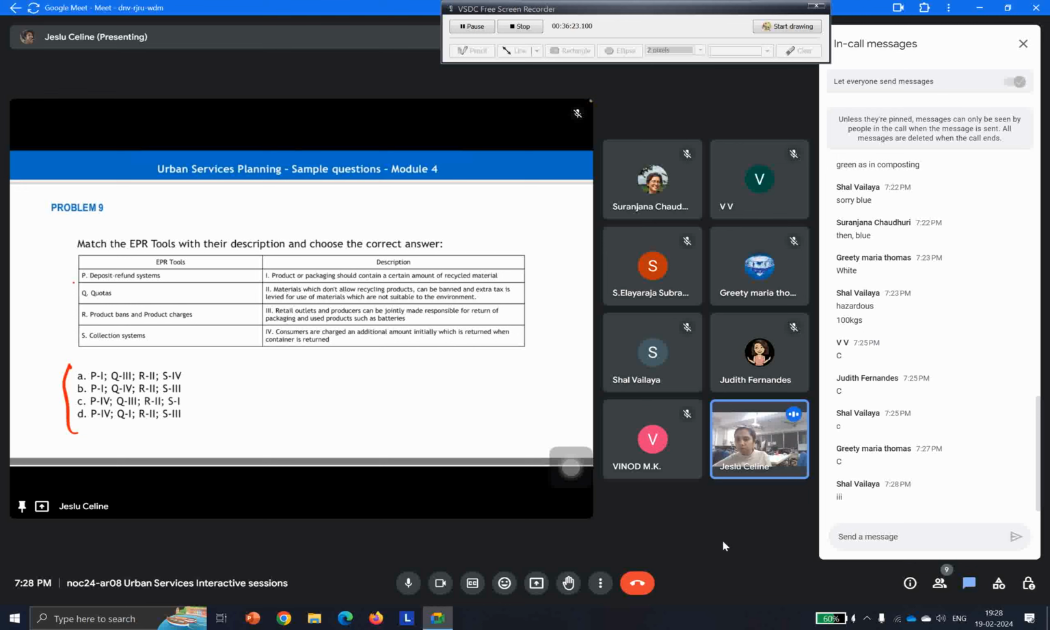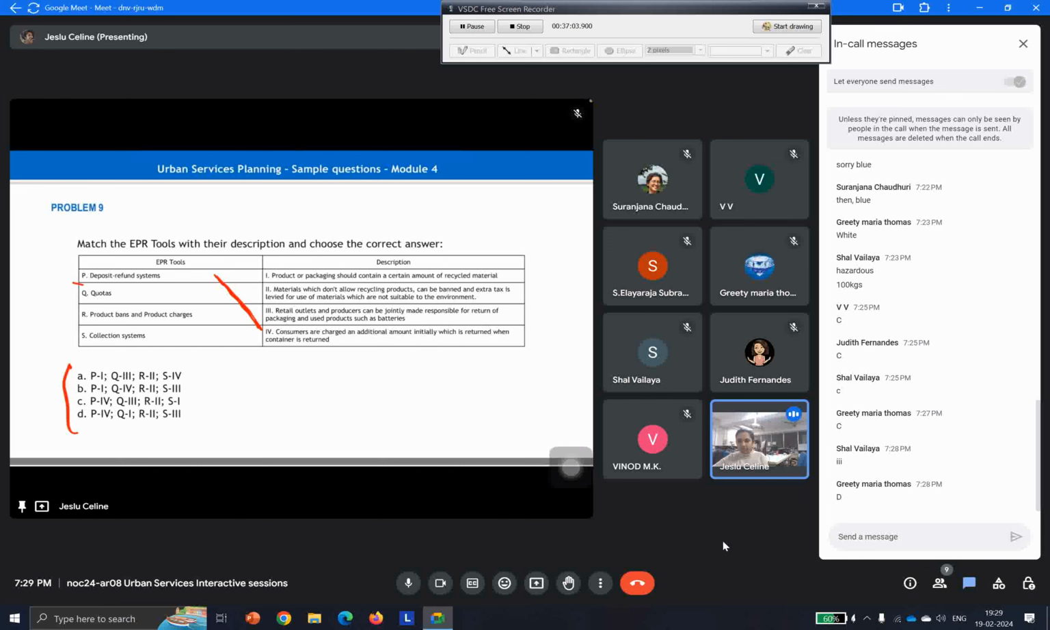Let's read the fourth option also. Consumers are charged an additional amount initially, which is returned when the container is returned. Okay, so it's deposit and refund system, which means you initially pay when you are buying something, and then when you return it you get it back. Somebody says D. I'm assuming that 4 is what was meant. It's P goes to 4. Customers are initially charged an additional amount, and then when they return the bottle or the item, you get that money back. So that's deposit and refund system.